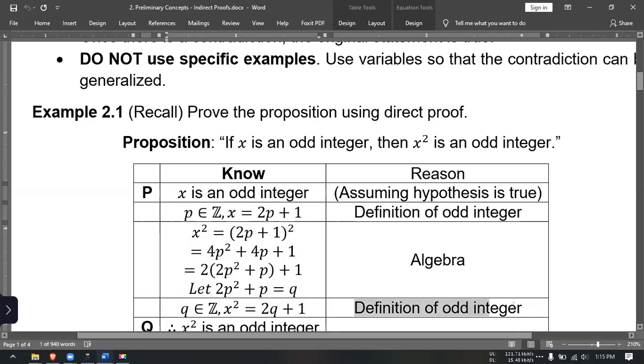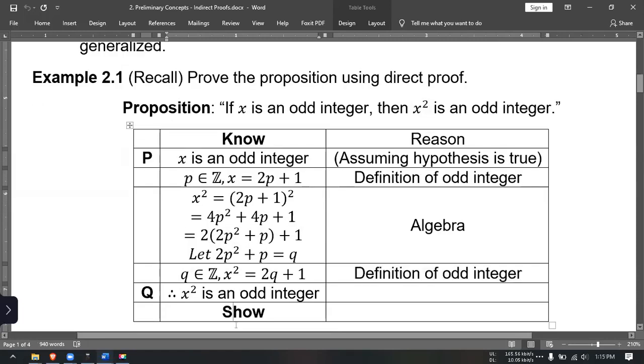So therefore, we come up with our conclusion na x squared is an odd integer. Therefore, we can say that the whole statement is true. So if x is an odd integer, its square is also an odd integer. That is by direct proof.